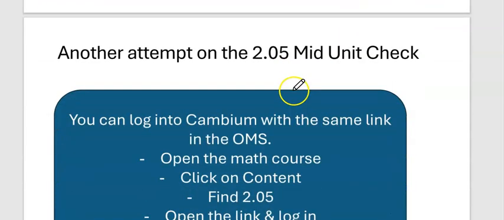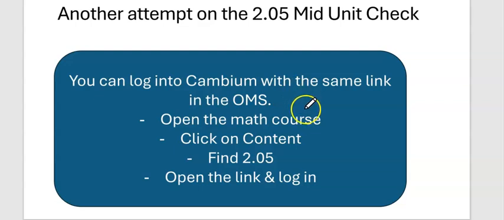All right, so on the attempt for 2.05, you can actually just go back into the math course, click on content at the top, find 2.05, open the link, and log in to retake this assessment.